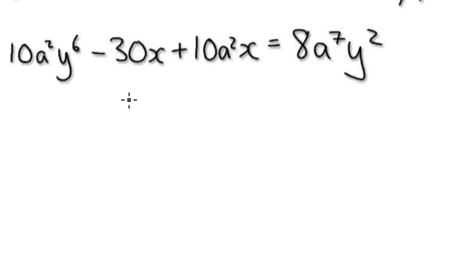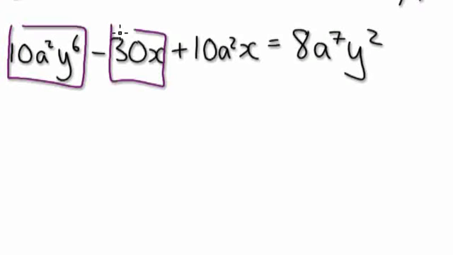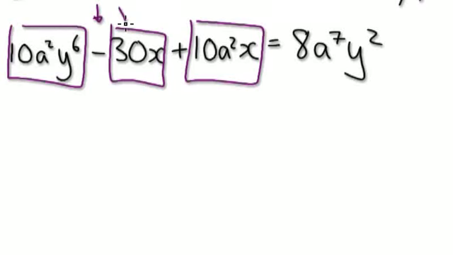Okay, so now visualize it as this. You've got this block here, take away this block here, plus this block here. Now remember, this minus belongs to whatever's after it, so it belongs to this block here. This block here doesn't contain x, so we can move it to the other side. So take away this block from both sides now.